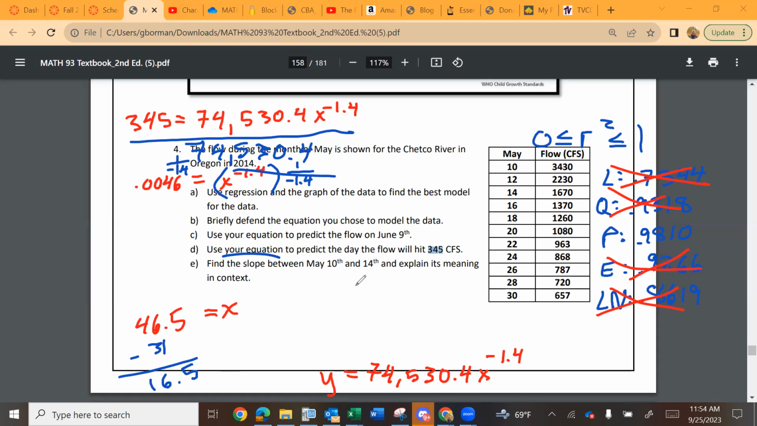And then find the slope between them, explain its meaning in context. We've done that. I'm not going to insult your intelligence. We've done that lots of times in previous videos. But that is what you do. So figuring out which model to go with, that is the big part, because all the other stuff you've done.